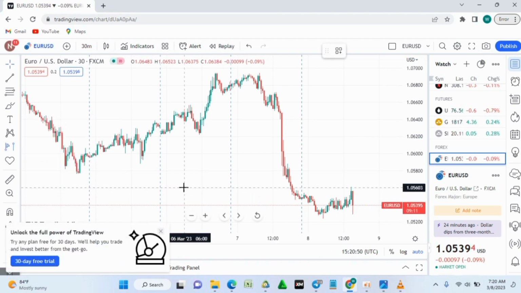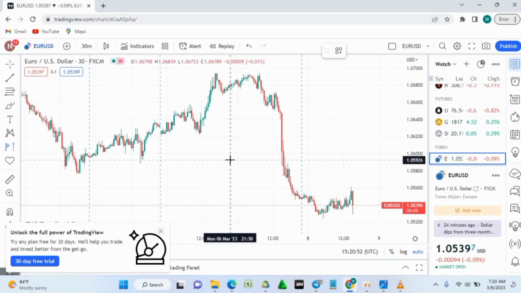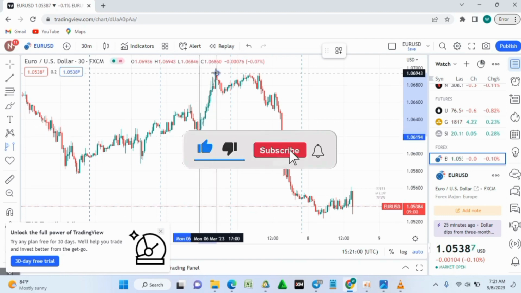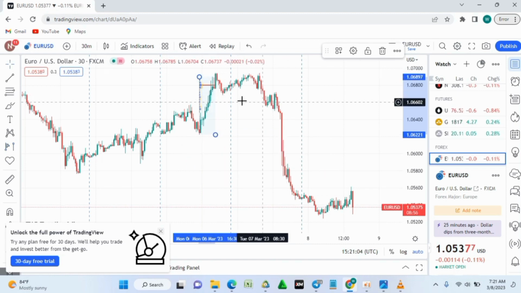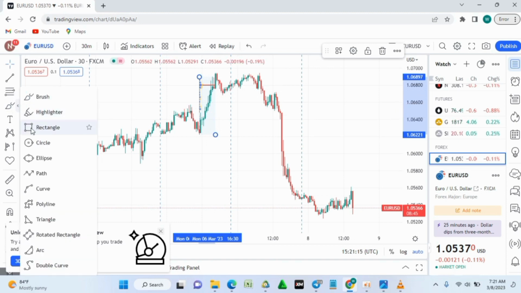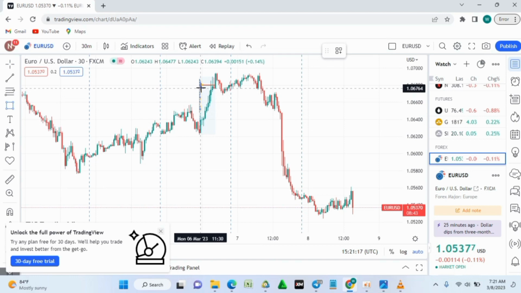And how does it work? We have to draw the swing points, and this is the swing point. For example, let's draw from here up to here, then you click, and it draws itself. When you see the longest tick, it shows an area of highest volume. So you draw a rectangle around that area.